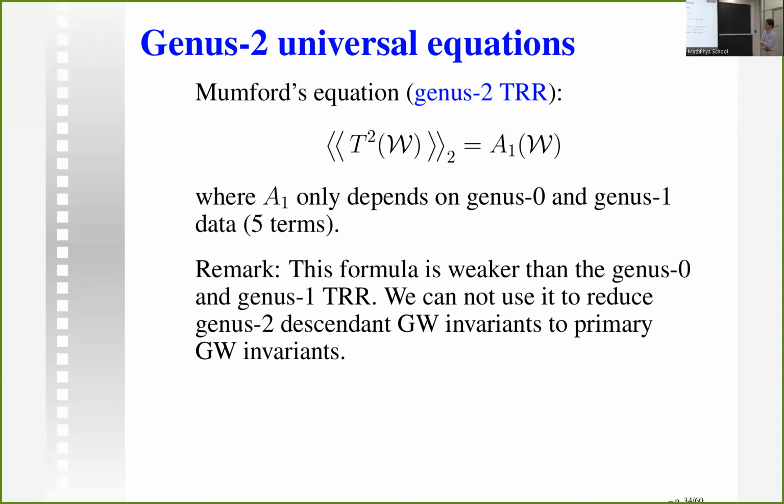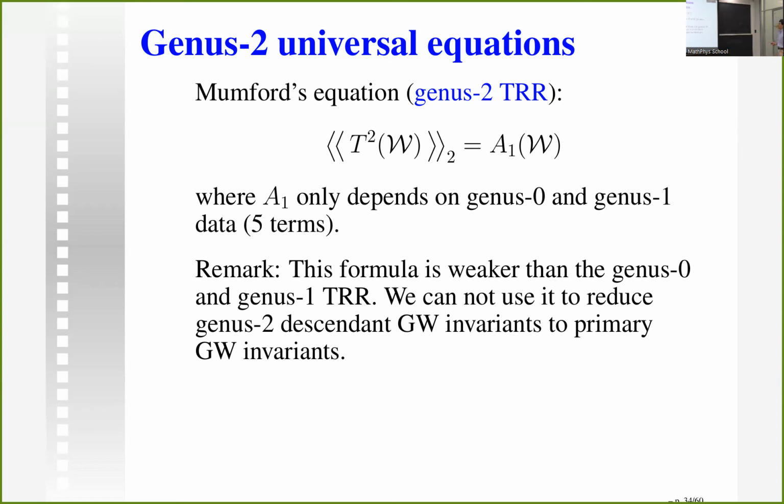Okay, so in the genus 2 case, there's a similar genus 2 topological recursion relation. This was originally due to Mumford, but translated to a universal equation by Getzler. It basically says that if you apply this operator T to any vector W twice, and insert it into this genus 2 function, it should equal the lower genus data.